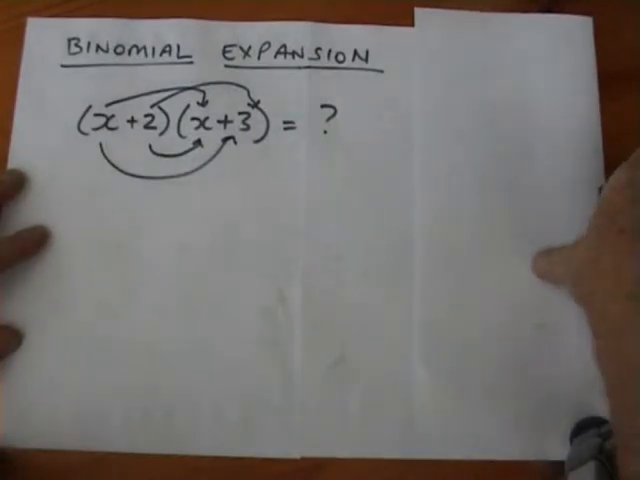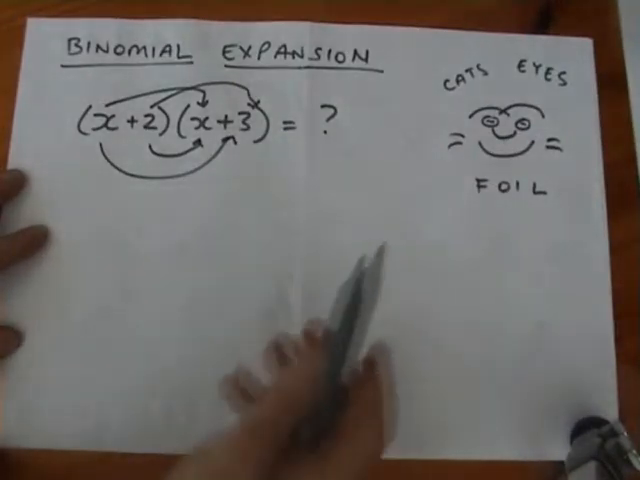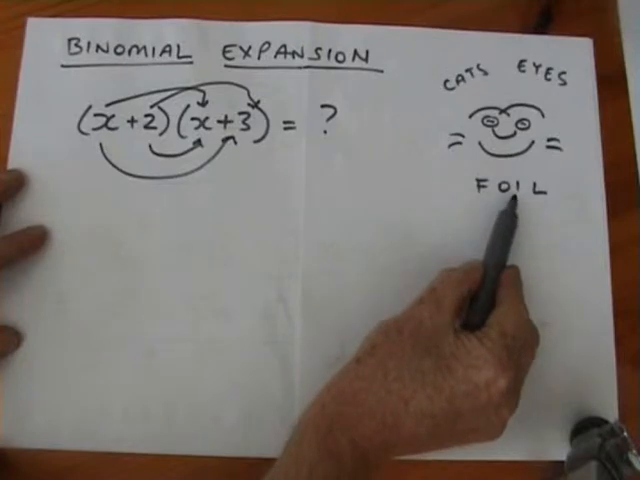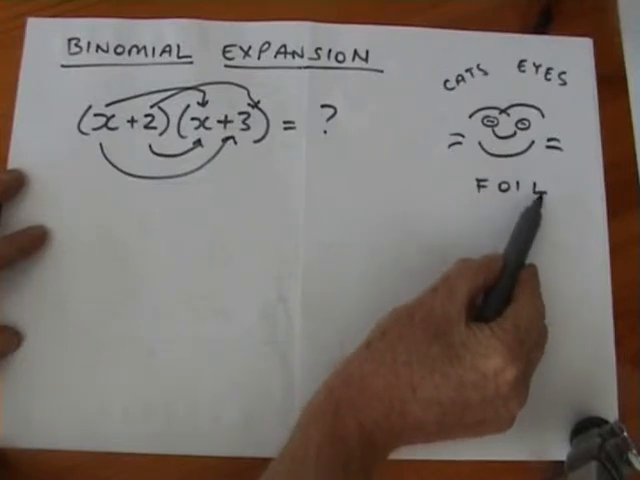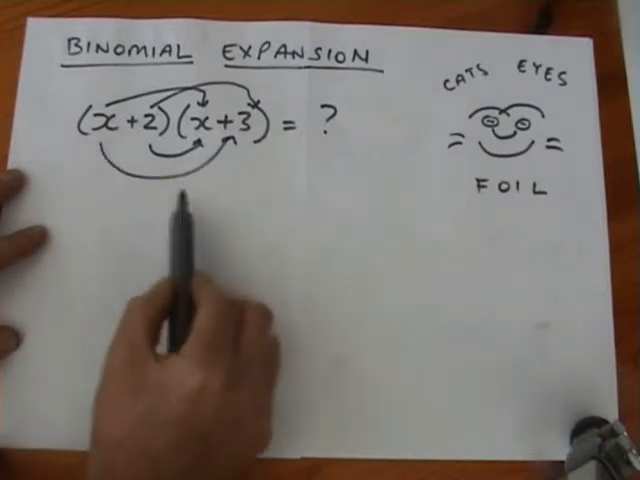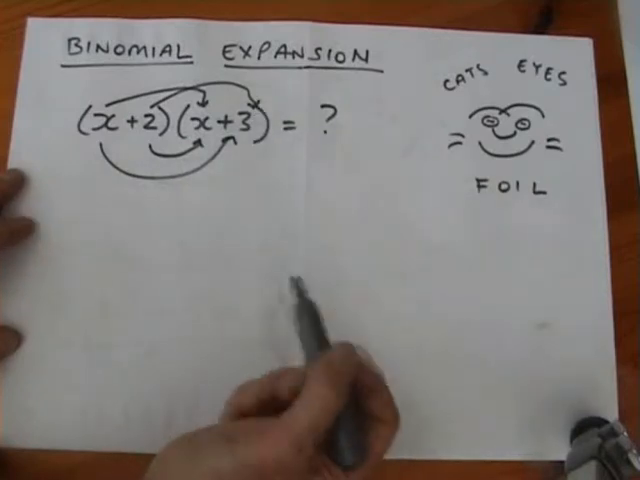Some people prefer to use the word FOIL, because what I'm going to do is the two first terms, the outer terms, the inside terms, and the last terms. I'm going to do the first terms, I'm going to do the outside terms, I'm going to do the inside terms, and then I'm going to do the last terms. So how does it work?